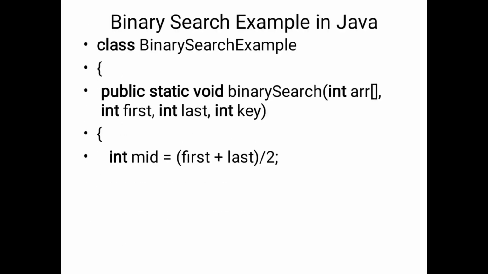Here you can see, public static void binarySearch. The array is 10, 20, 30, 40, 50. First is 0, last is 4. The key element we have to search is 30. Next, the mid value is first plus last by 2. First plus last is 0 plus 4, divided by 2, that is 2.